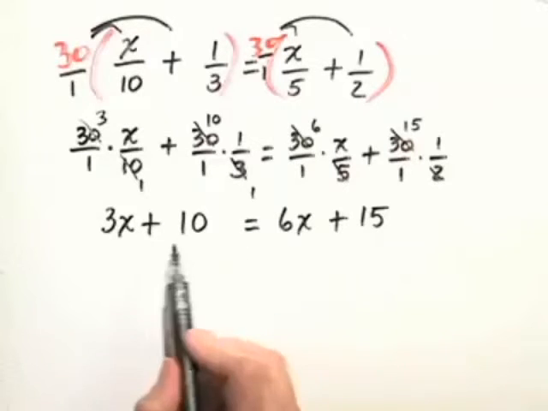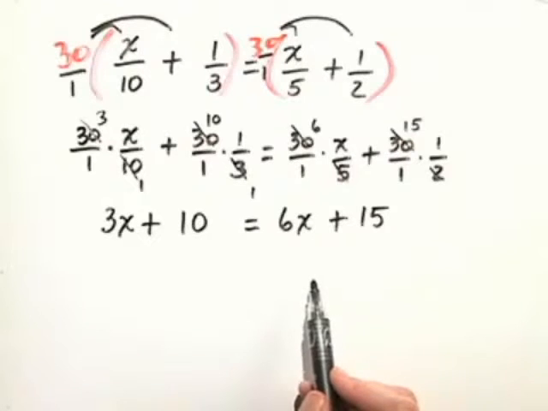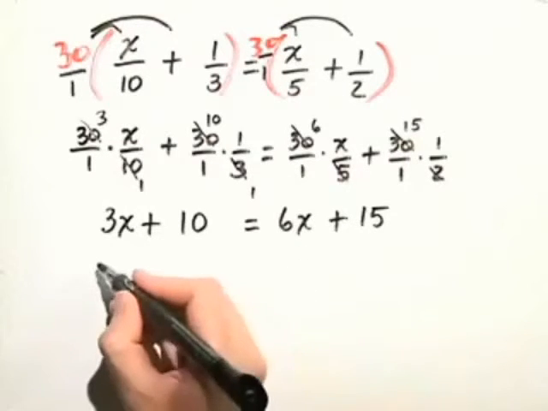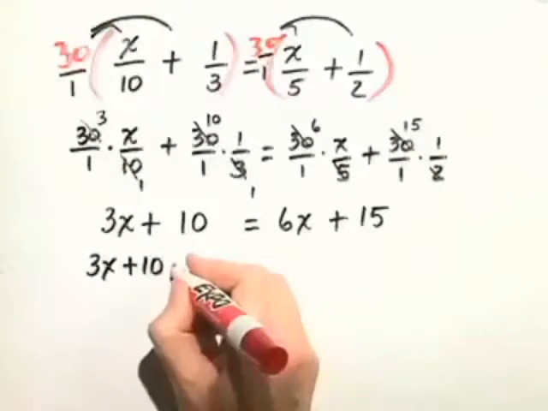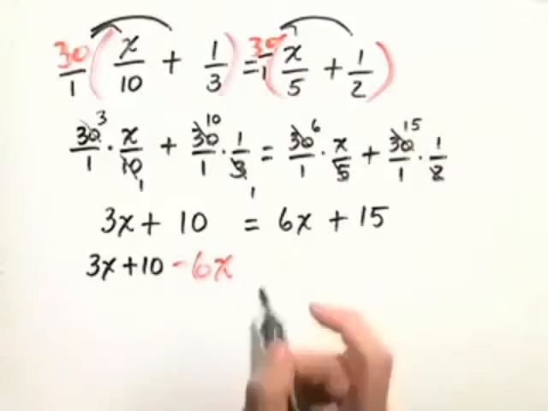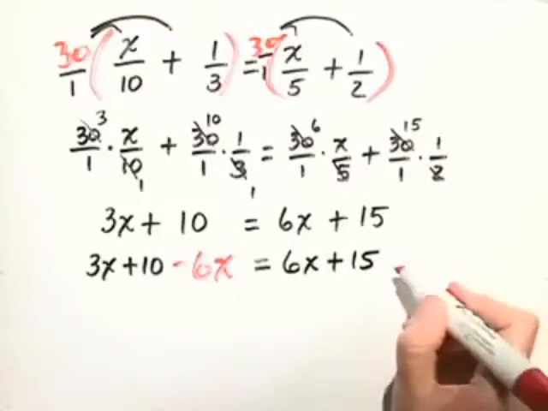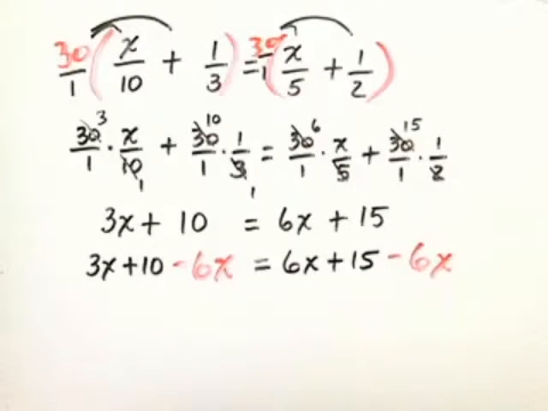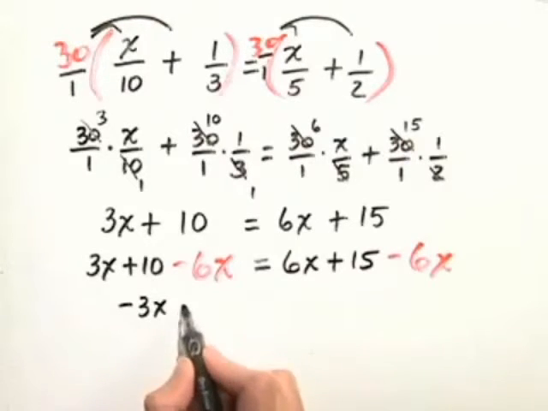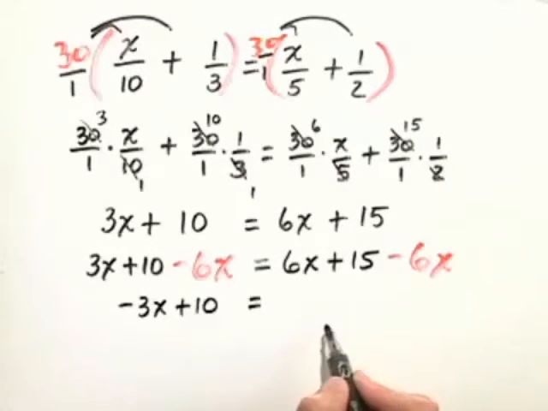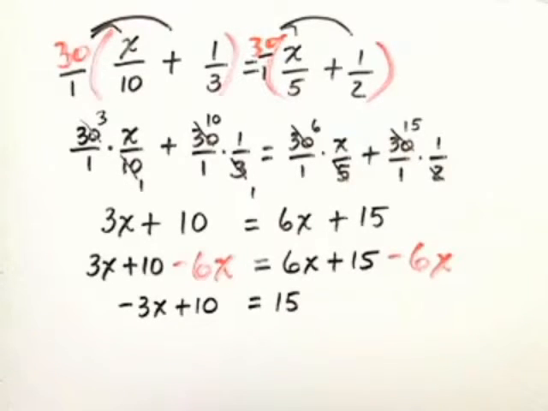Let's choose to move the variables to the left-hand side, but it really makes no difference. You could also have moved them to the right-hand side. So let's subtract 6x from both sides. So 3x plus 10 minus 6x equals 6x plus 15, again, minus 6x. Let's simplify that. 3x minus 6x is negative 3x, plus 10 equals, on the right-hand side, we just have 15 because 6x minus 6x adds up to 0.